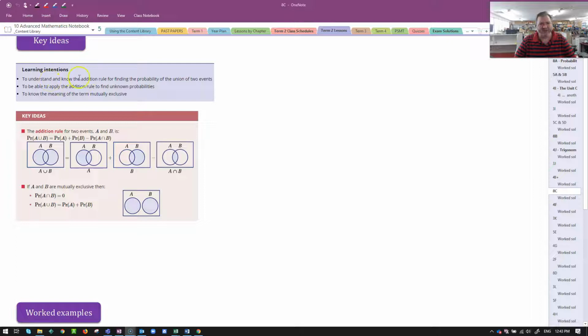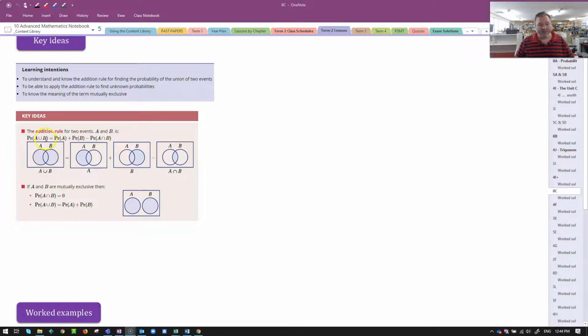To understand and know the addition rule for finding the union of two events. So the union, something or something else, the one or the other. And we've got an example of it right here. There's set A, and B, the other circle. A or B, you can see they've shaded in both circles there.